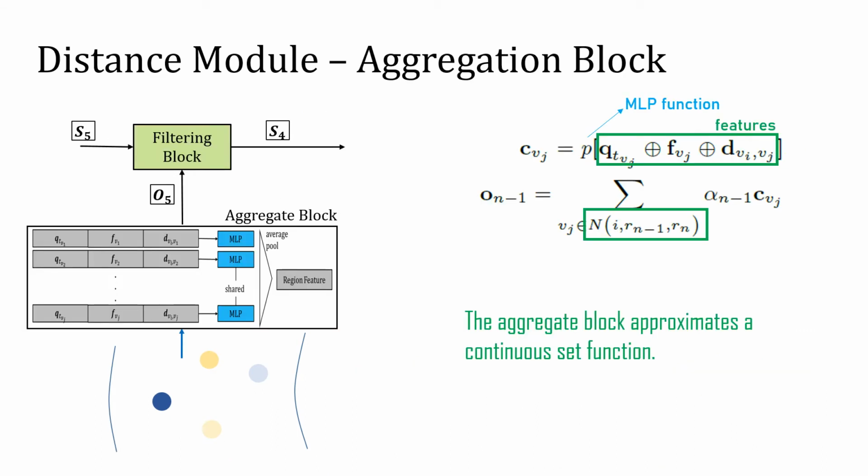However, how to deal with intrazone relations becomes a new challenge, considering the shops in a zone are unordered. Inspired by PointNet, we designed the aggregating block, which uses the MLP function and the symmetric function to approximate a continuous set function. That is, a perturbation in the set will not greatly change the approximated function value.